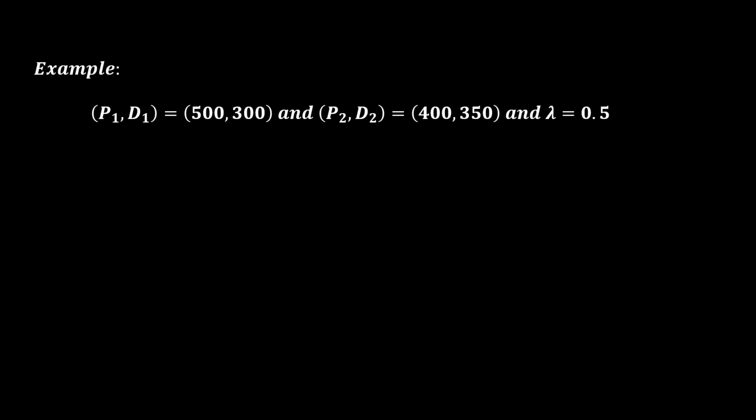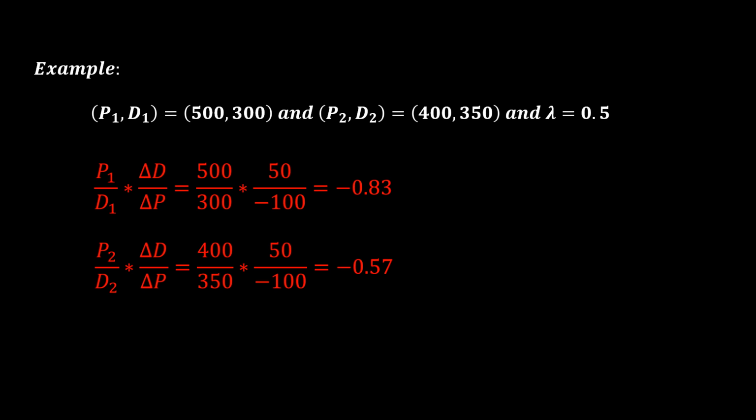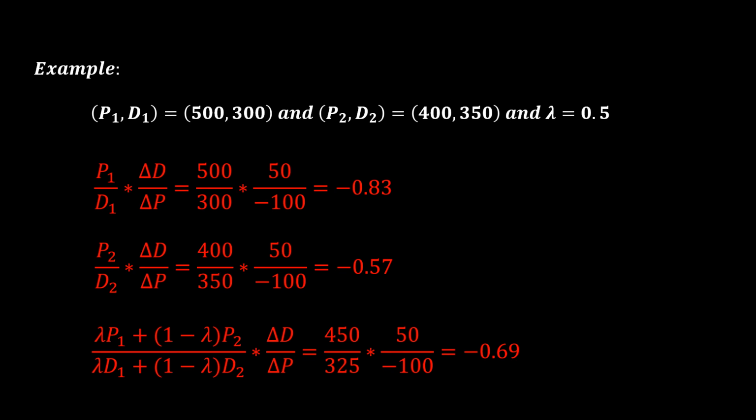Now, having covered the basic intuition of elasticity, let's look at a numerical example using the numbers that you see on the screen. If we use the point P1D1 as a reference point, we get the value minus 0.83. If we use the point P2D2 as a reference point, we get the value minus 0.57. And if we use the midpoint as a reference, we get the value minus 0.69. Clearly, the value we obtain can vary quite a lot depending on which definition of elasticity we employ.